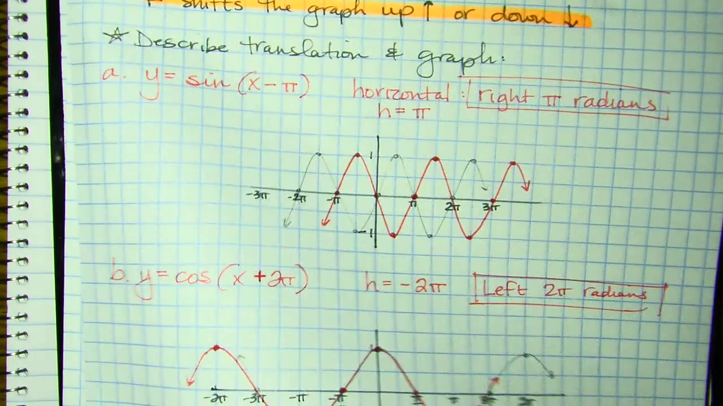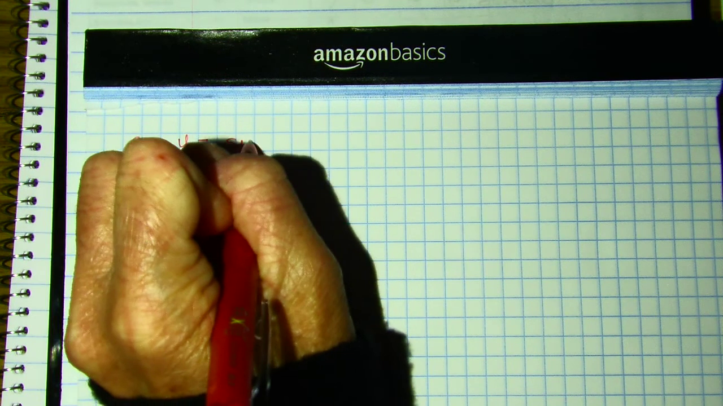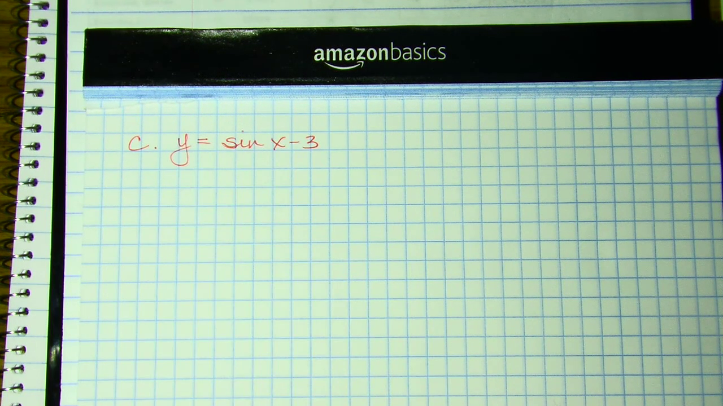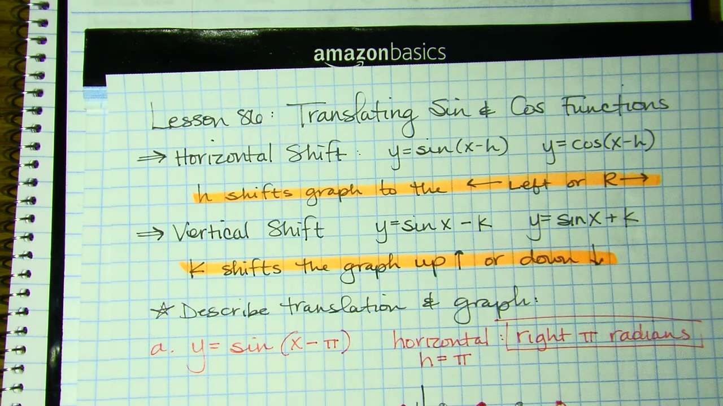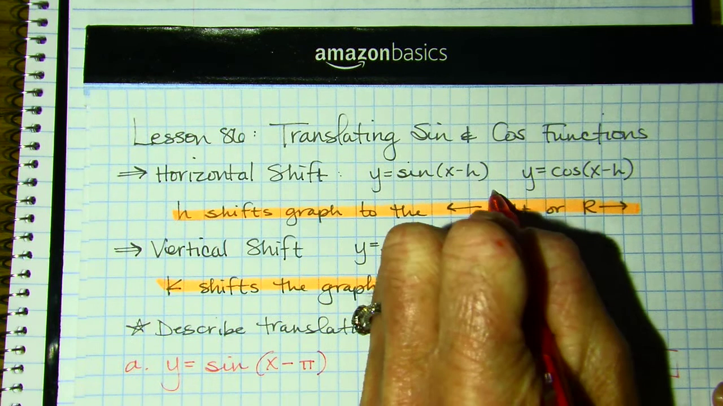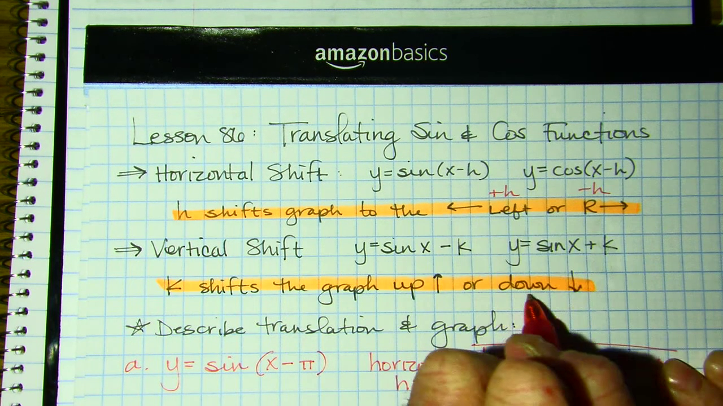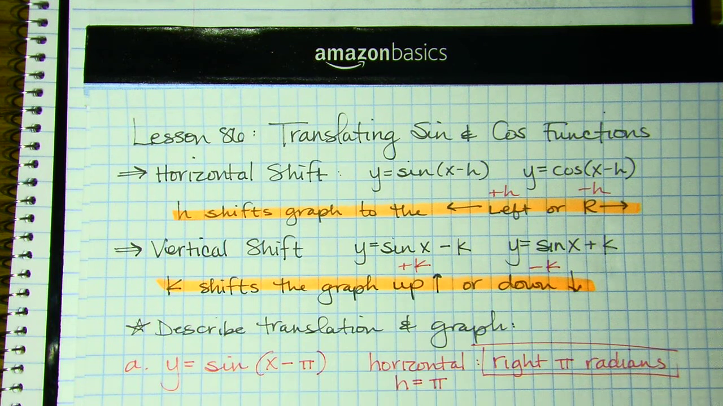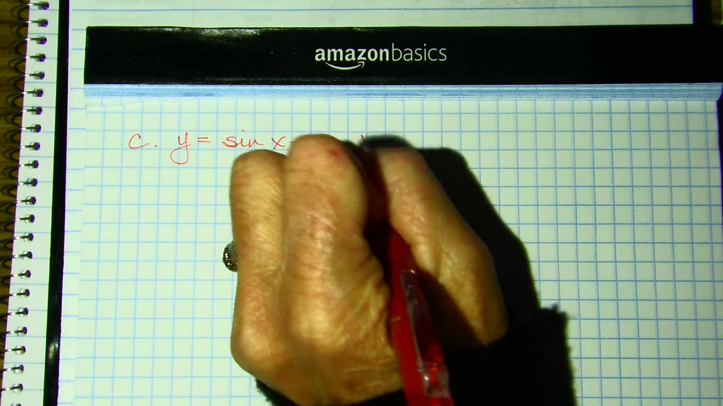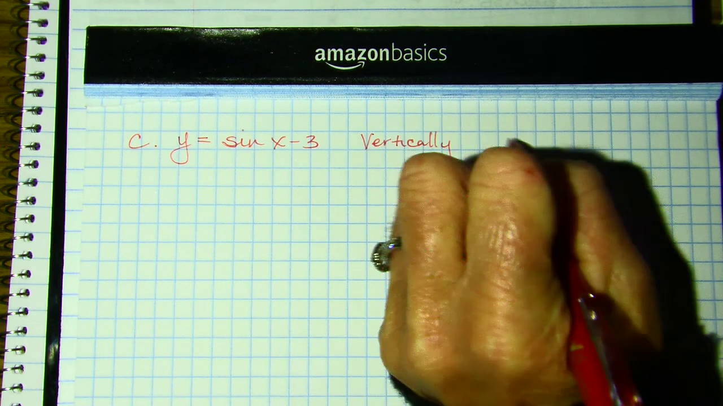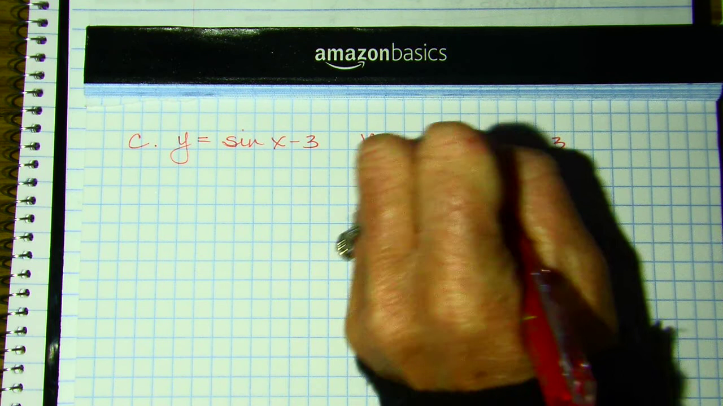All right, moving on to part C. So y equals sine x minus 3. Now there are no parentheses here, and so I know that this is a vertical shift. And if it helps on here, left would be a plus h, right would be minus h, down would be minus k, up would be plus k. If that helps you at all. So I have a minus k means my graph, minus 3, has been shifted vertically. It's been shifted down 3 units.